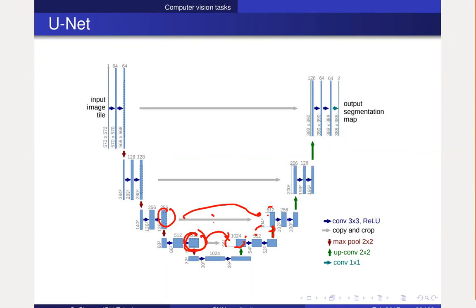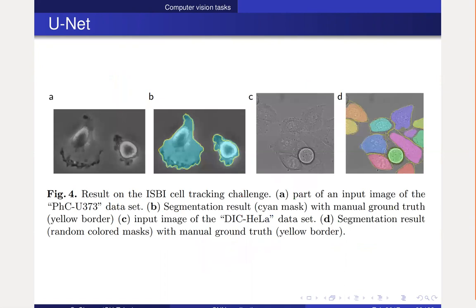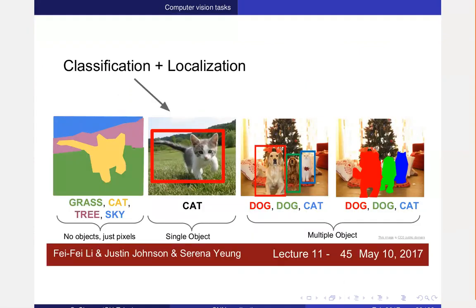If I don't have this branch, then this is essentially the same as the previous network. And this is some of the results of UNet, which is doing quite well for semantic segmentation. Now let's talk about classification and localization.